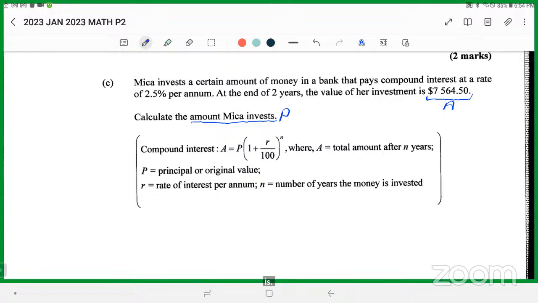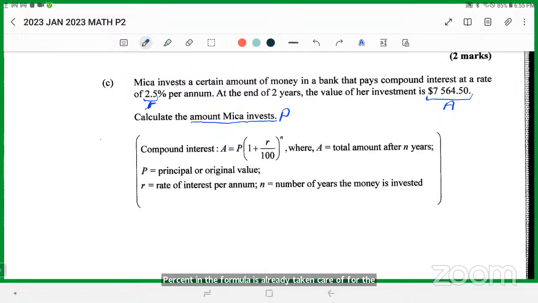This here is your R in the formula. The R, the rate. R is the rate per annum. The percentage on the rate is already taken care of by the 100 under here. So the R is just this value of 2.5, without the percent.